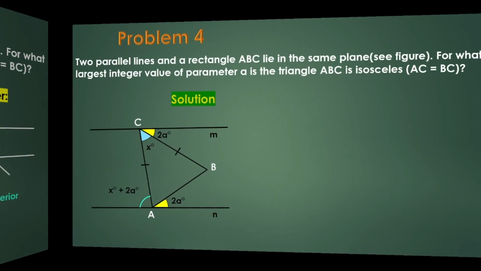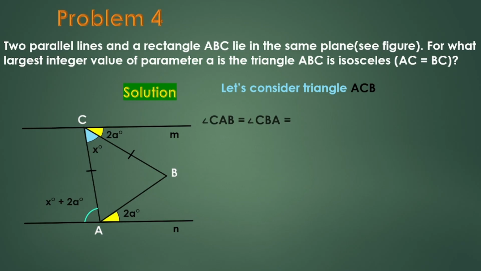Next, we consider the triangle ACB. Note that this triangle will be isosceles, because AC is equal to CB. So the angles at the base, CAB and CBA, will be equal. And we can find them as: from 180, we subtract x degrees and divide it all by 2. So it will be equal to 90 degrees minus x degrees divided by 2.